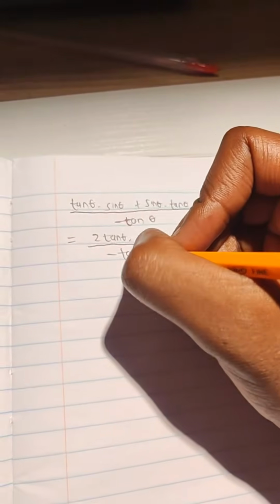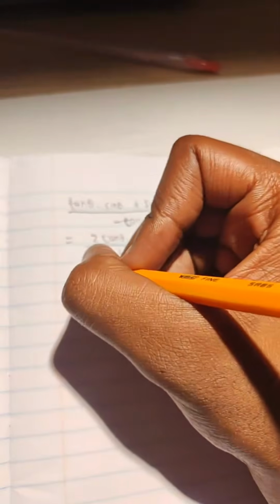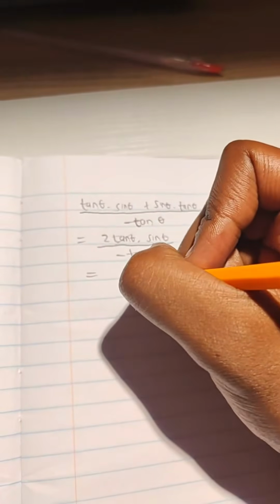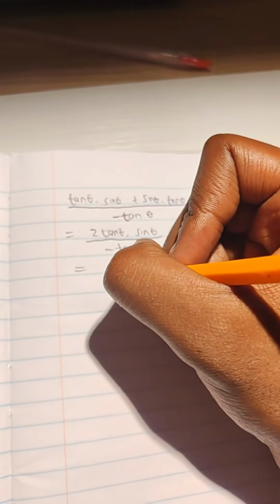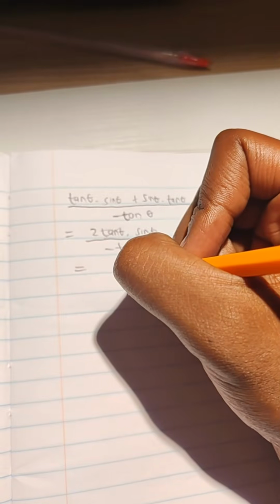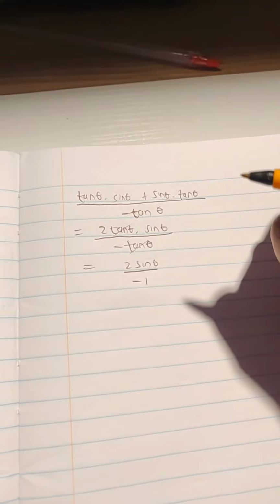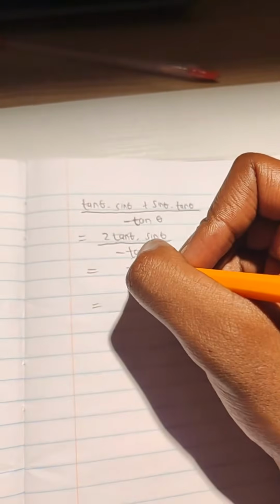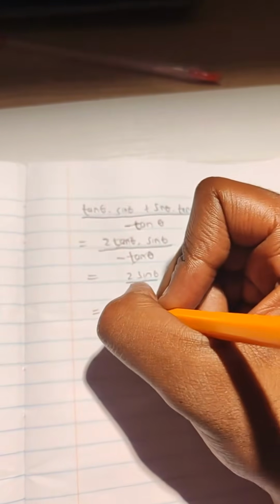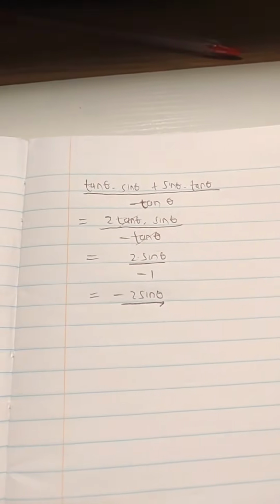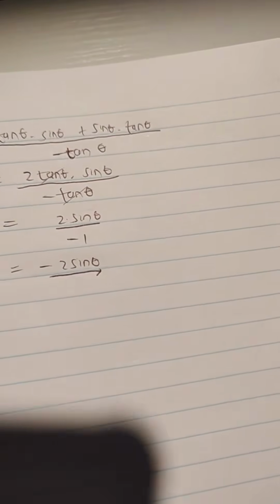Now cancellation can happen. This guy and this guy cancel. We're left with 2 sine theta over negative 1. And that positive divided by negative gives you negative 2 sine theta. 1 trigonometric ratio simplified, not a problem.